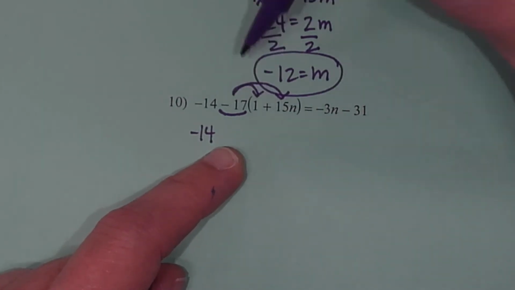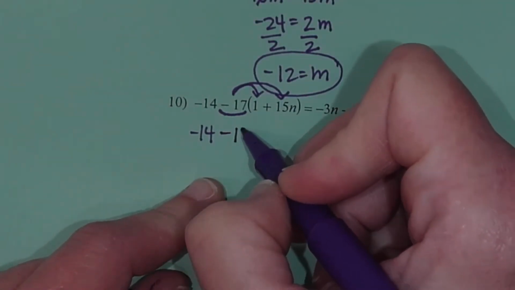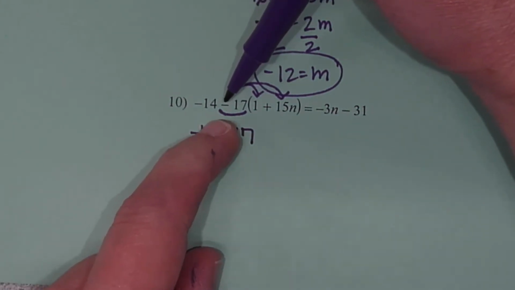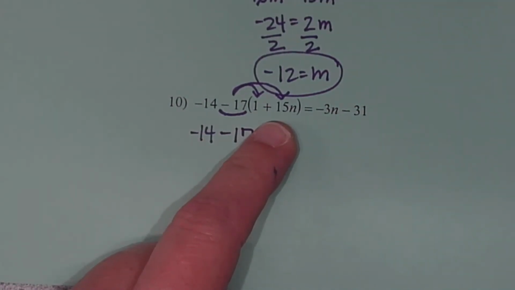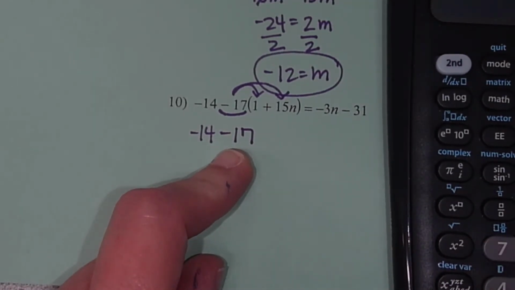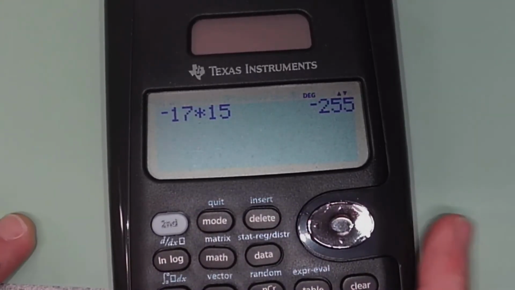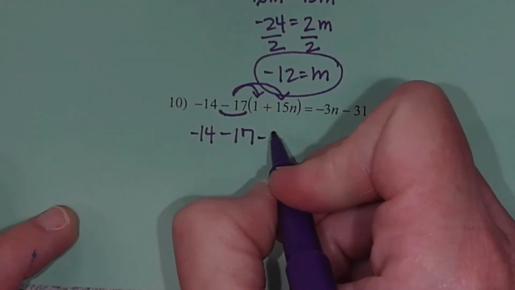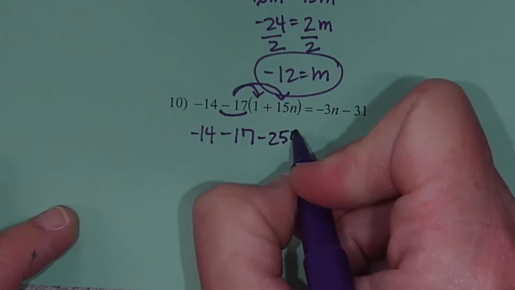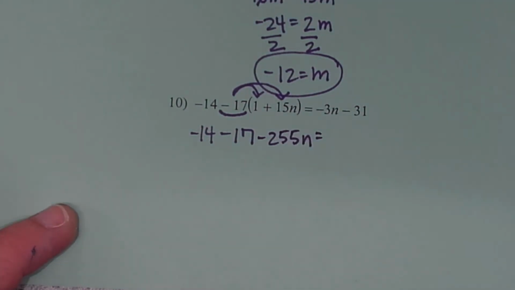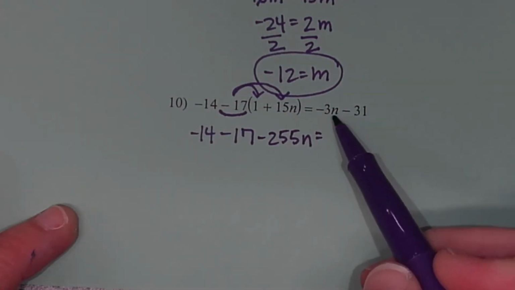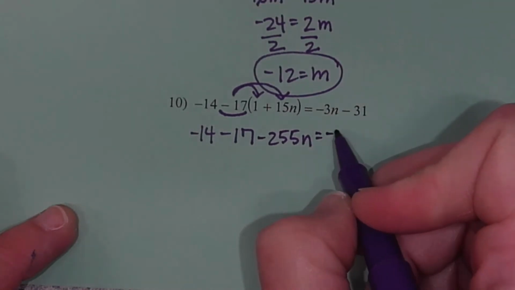Negative 17 times 1 is negative 17, so I'll just write that. And then negative 17 times 15, I have no idea, but that's what calculators are for. So negative 17 times 15, it looks like we get negative 255. So I'm going to say minus 255n. Okay, and then on the other side, there's nothing to combine and nothing to distribute, so let's just bring it down like that.